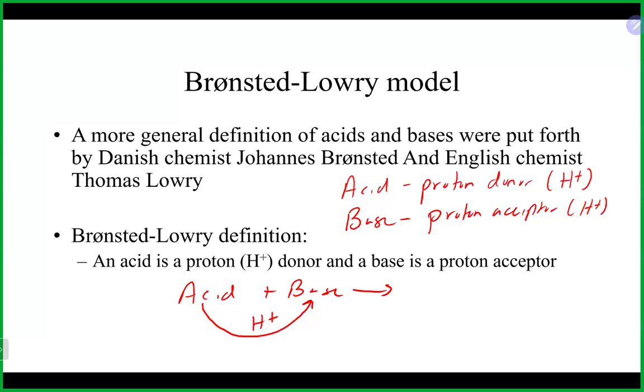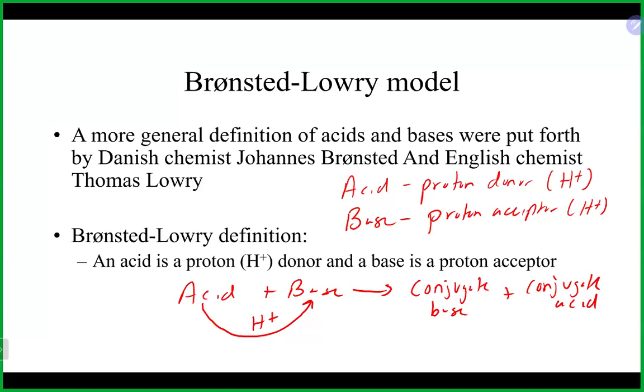Now, the result of that on the other side will create some partners that will be formed, and those are what are known as the conjugate base and the conjugate acid. Those are really the two things that are formed as a result of this H plus being transferred.